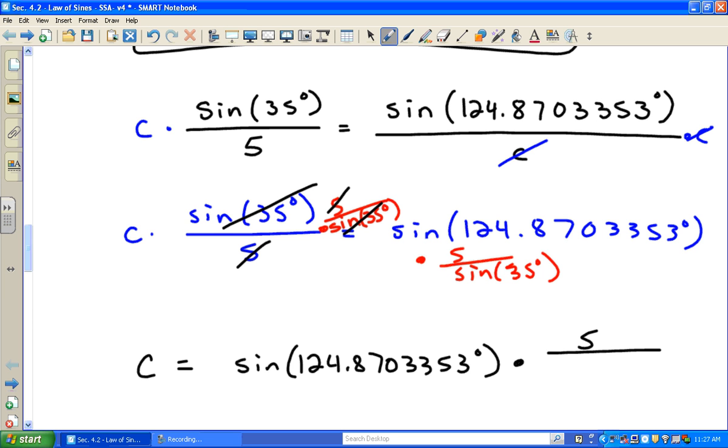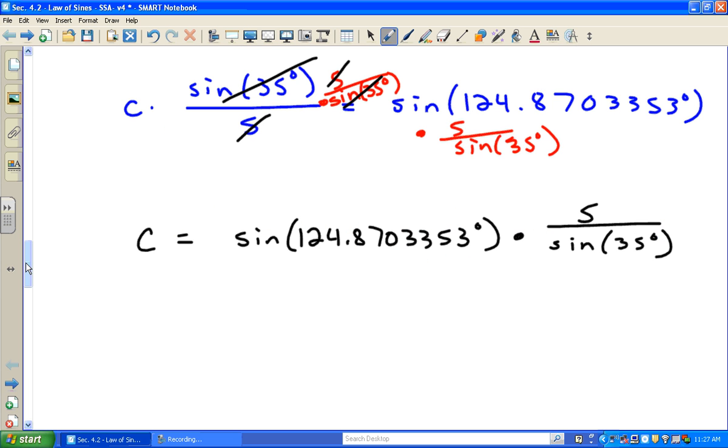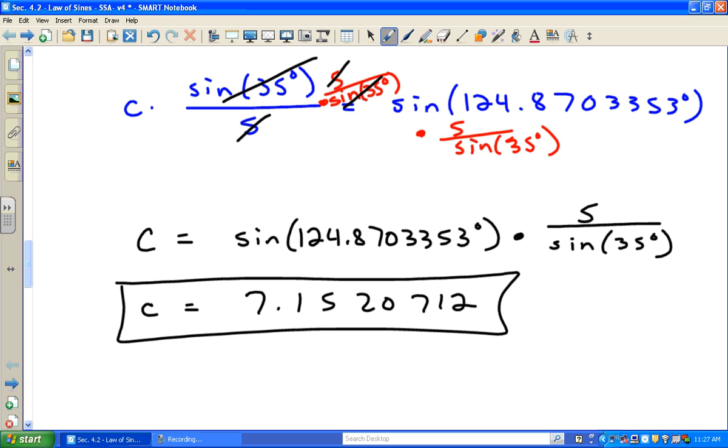I'll clean this up a little bit. And once again, just make sure that you're in degree mode. Go ahead and enter the right-hand side of that equation, and you'll end up getting 7.1520712. So now you have all the information that you need for this particular triangle.